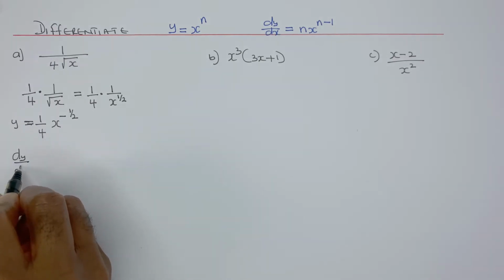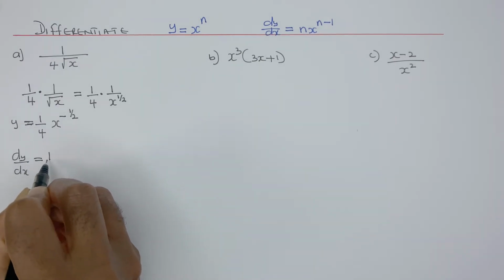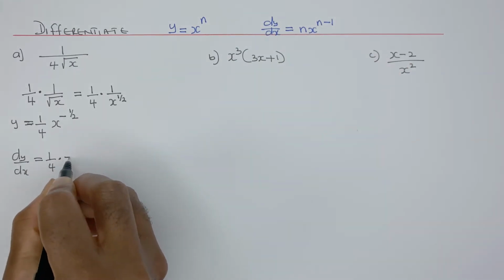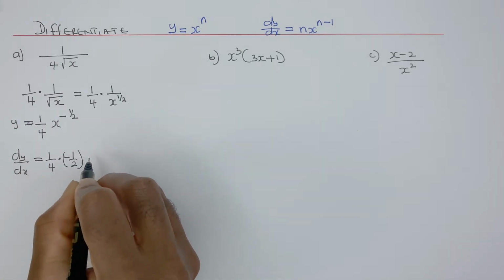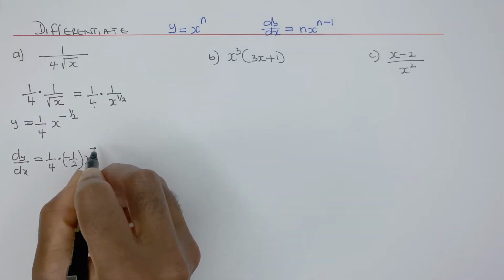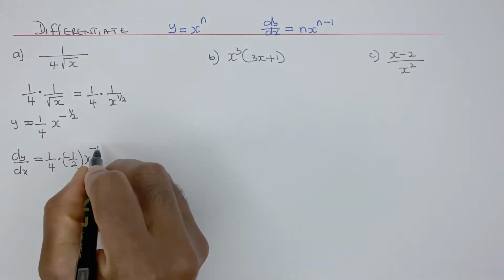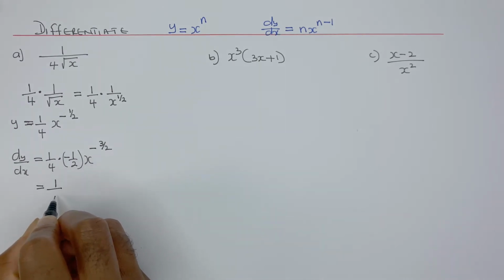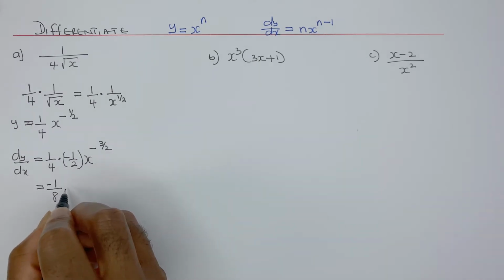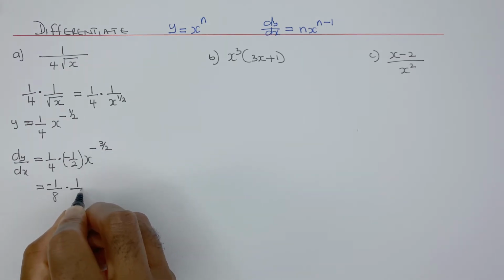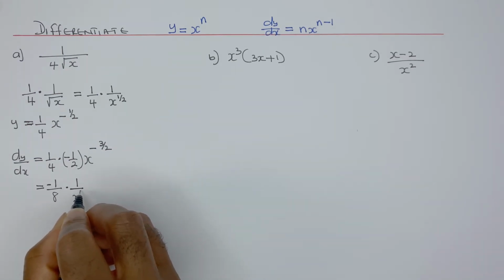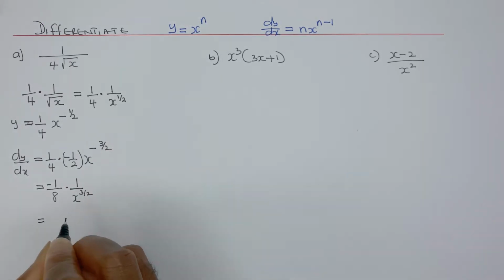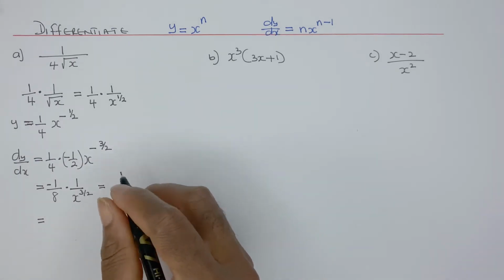dy/dx equals 1 over 4, bring the n down, times minus a half, x to the power of minus a half minus 1, which is minus 3 over 2. And that can be written as minus 1 over 8 times 1 over x to the power 3 over 2. So I'm using my indices here now. But I can also write that. I know what 8 is in indices.